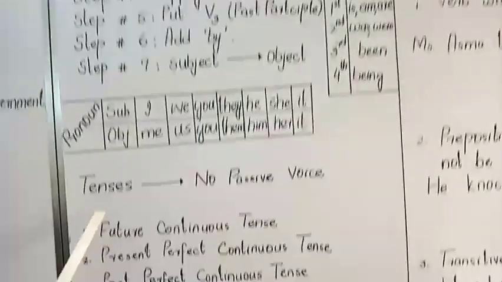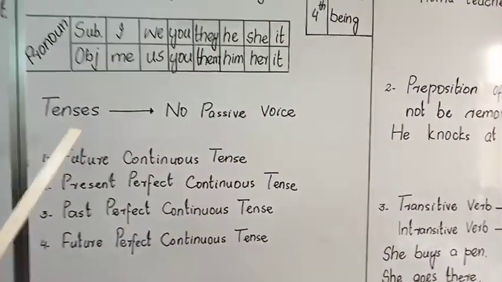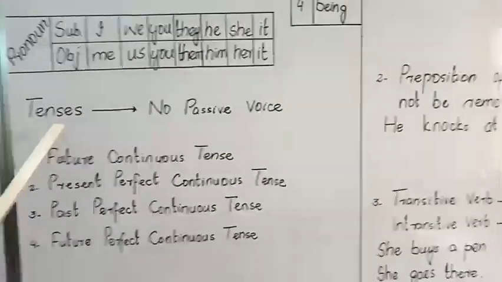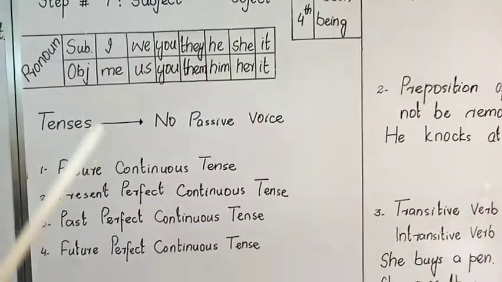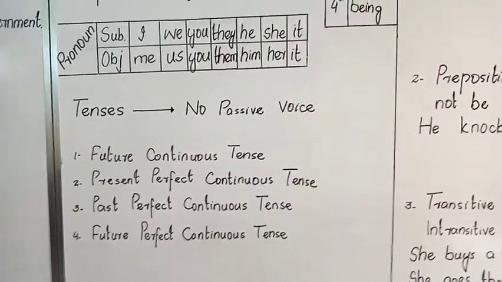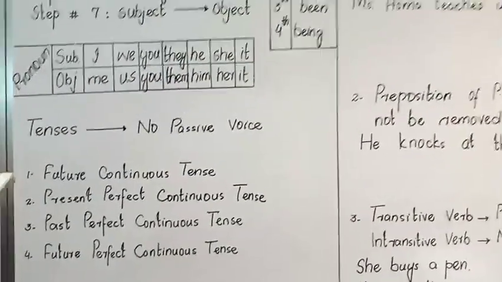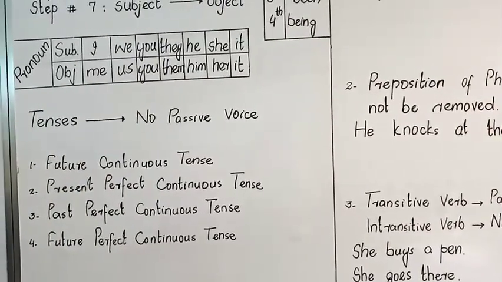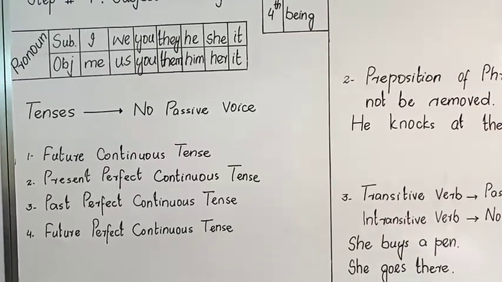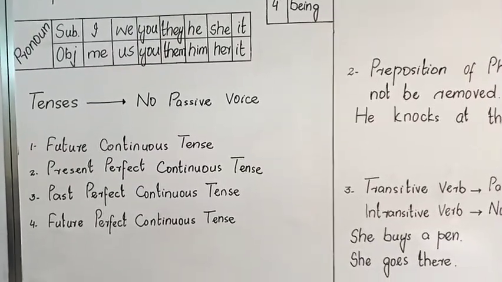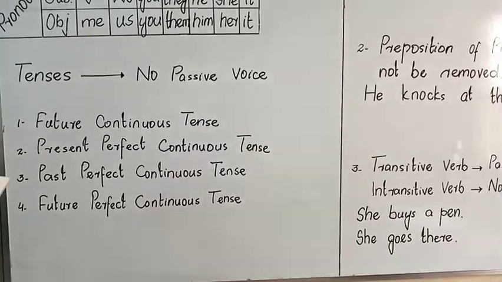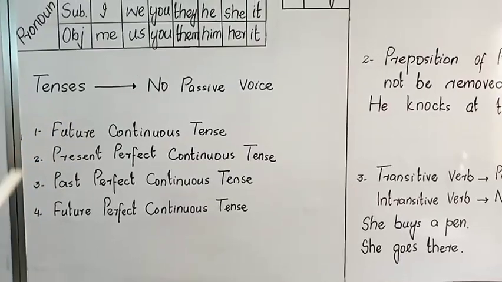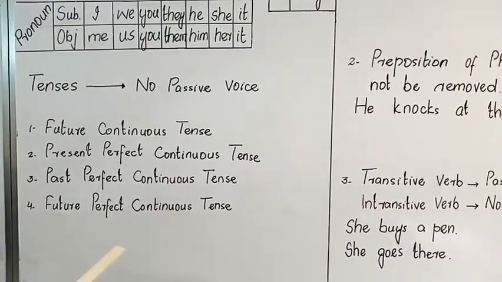So how many tenses are there? Do you know? Do you remember? There are 12 tenses. What are they? Present indefinite tense, present continuous tense, present perfect tense, present perfect continuous tense, past indefinite tense, past continuous tense, past perfect tense, and past perfect continuous tense. Right? And for future, future indefinite tense, future continuous tense, future perfect tense, and future perfect continuous tense.